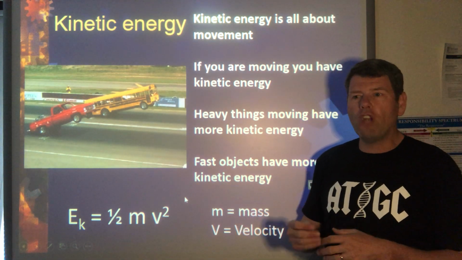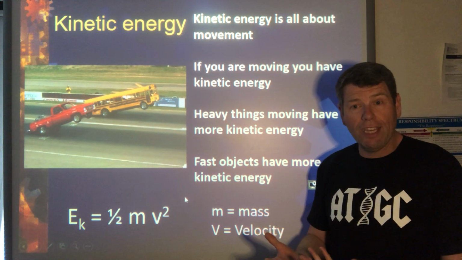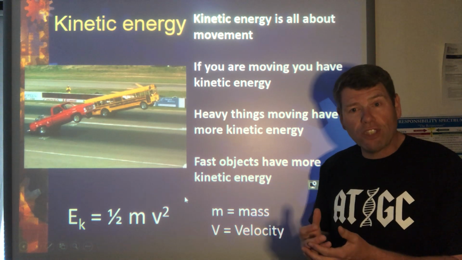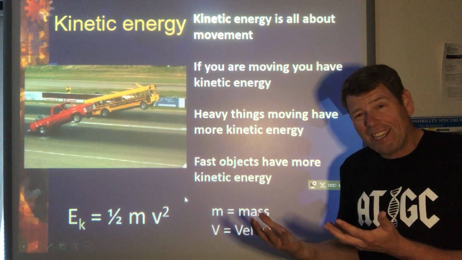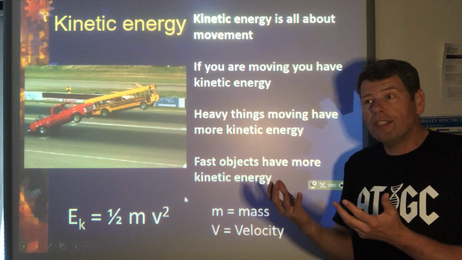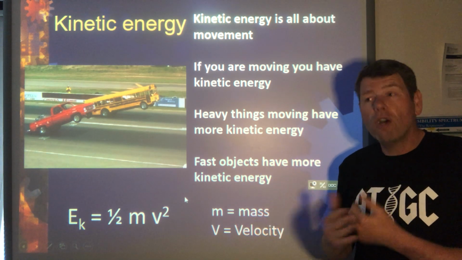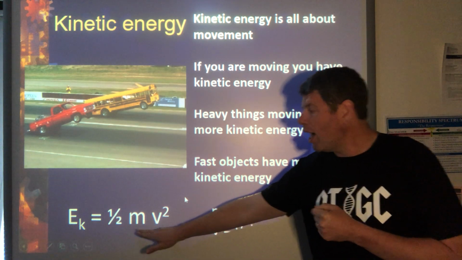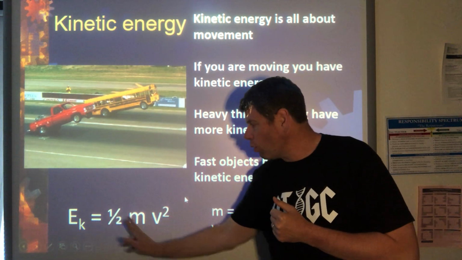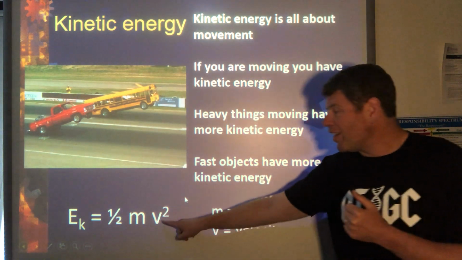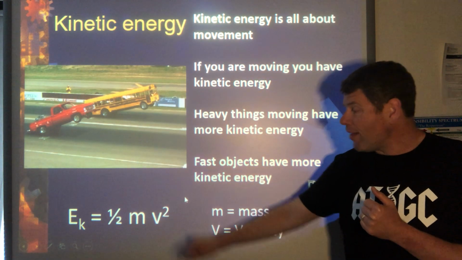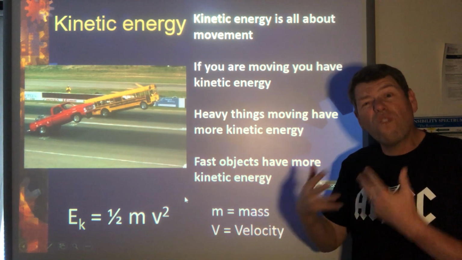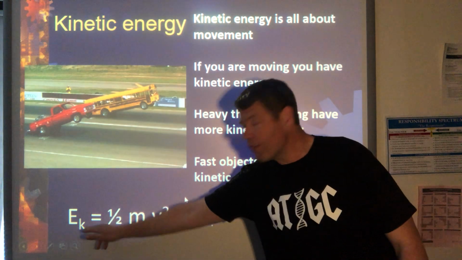So if I said we have an object with a certain amount of kinetic energy, and I double its mass, and I compare that to the same object and I double its speed, the object that I double the speed of would have much more kinetic energy. Because if I just double the mass, I double the kinetic energy. It's a 1-to-1 relationship. But if I double the speed, the speed value is squared. So that would be doubled squared, or 2 squared, which is 4 times the amount of kinetic energy.